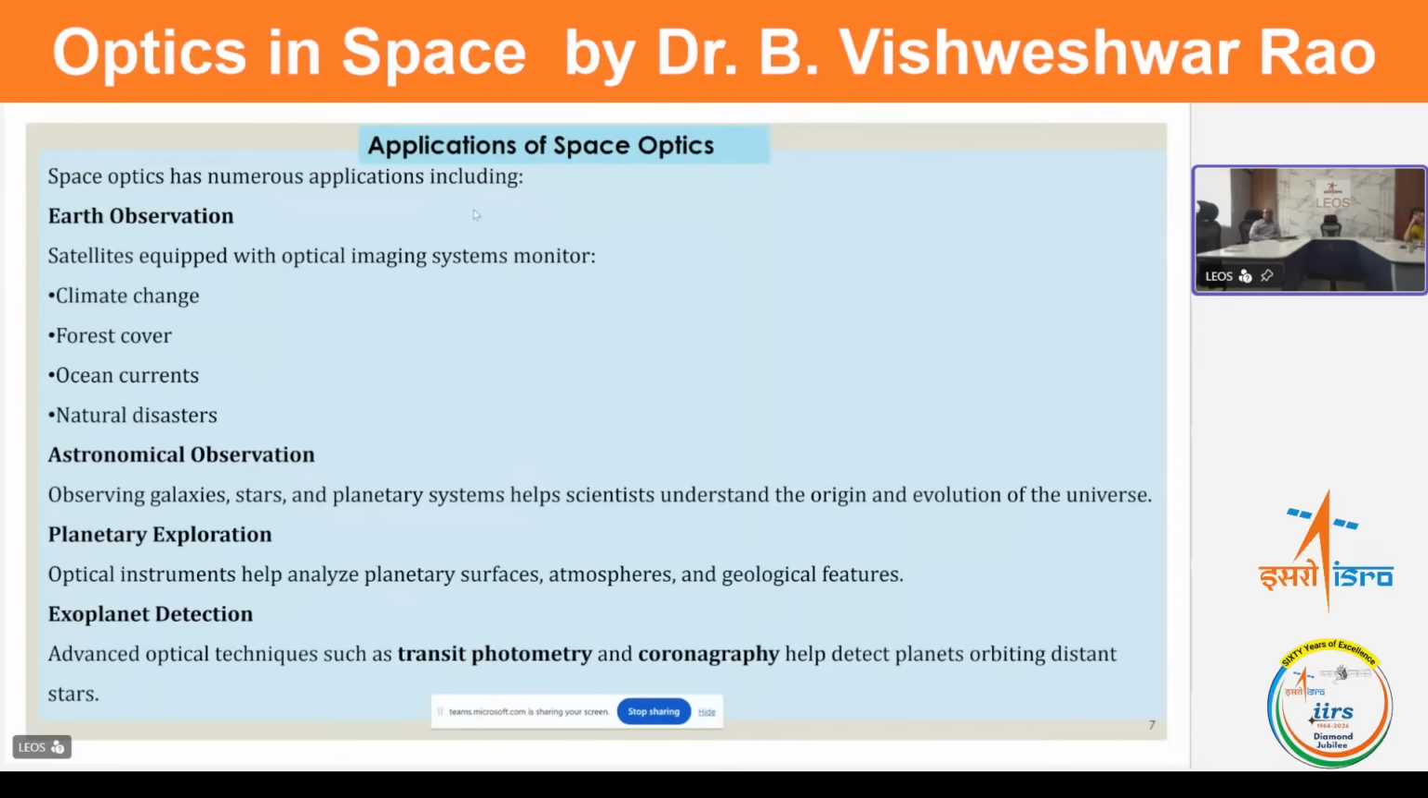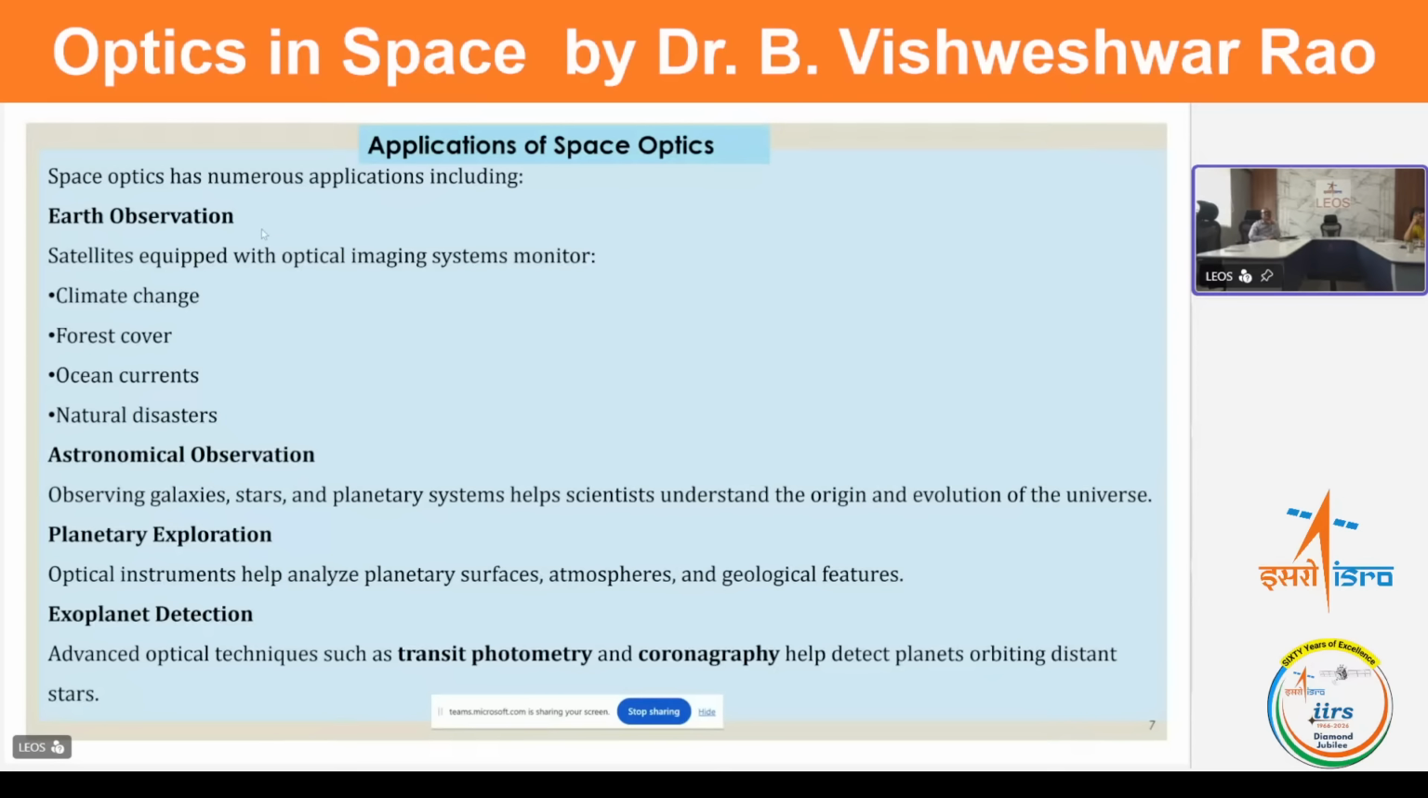Now coming to the space optics applications, the first applications which we at ISRO are doing are satellites equipped for Earth observation, climate change monitoring, forest cover, ocean currents, natural disasters, and even cartographic applications, where we can image the Earth surface. It will be used for planning and strategic applications, also town planning and strategic applications.